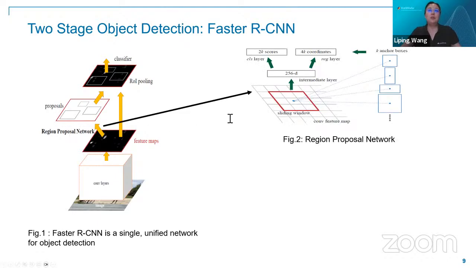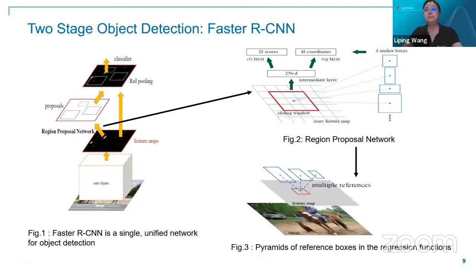Here, the architecture of this region proposal network looks like this. At each sliding point, we could use some anchor boxes as reference bounding boxes for the region of interest. Then this pyramid of reference boxes, called anchor boxes, is used in the regression functions. So this is a kind of 2-stage object detection, where the region proposal network is used to find the region of interest.